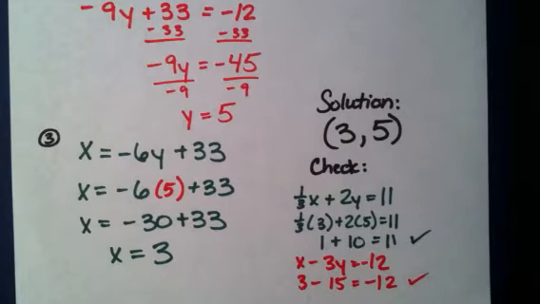So the solution to this system of equations, I came out with 3 for the x and 5 for y. I can check by plugging those numbers back into both equations to make sure they both check out, and sure enough they do.